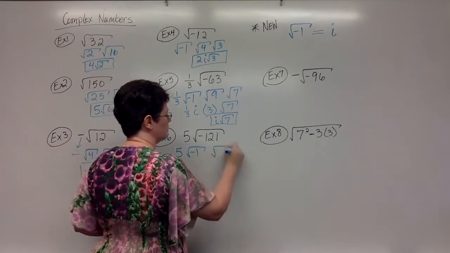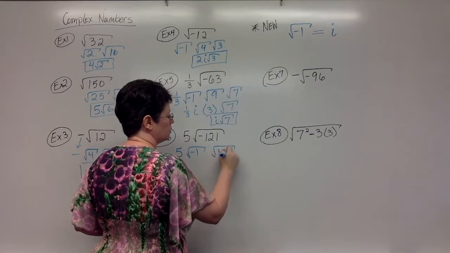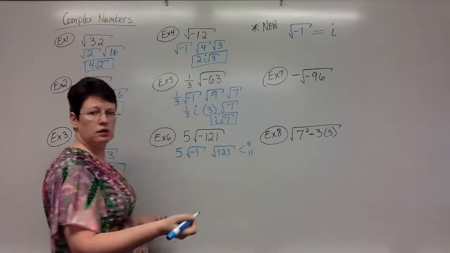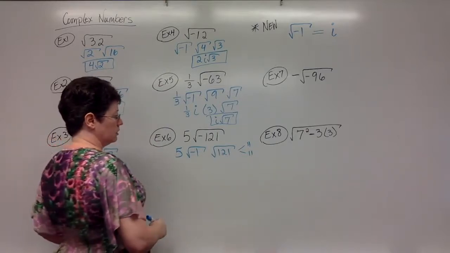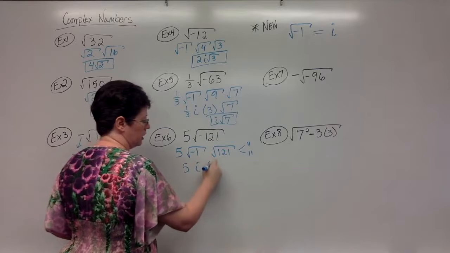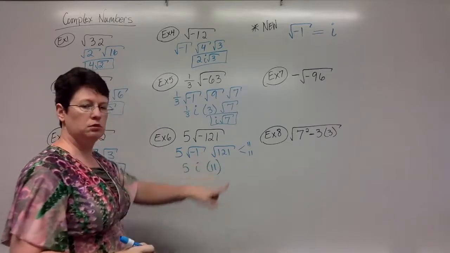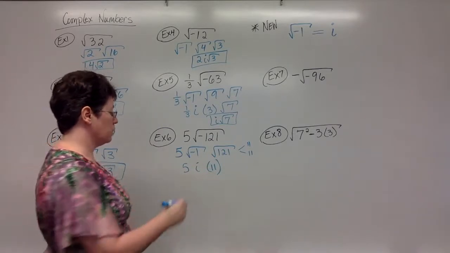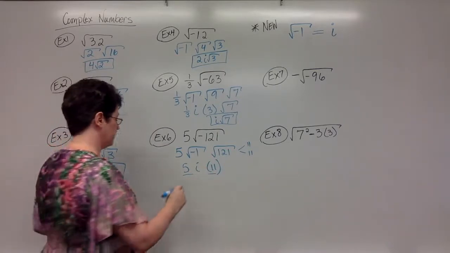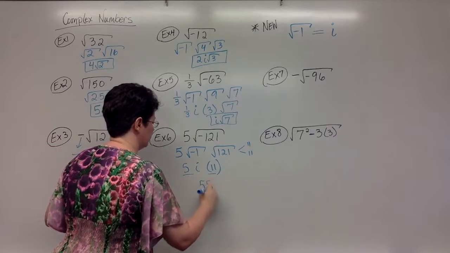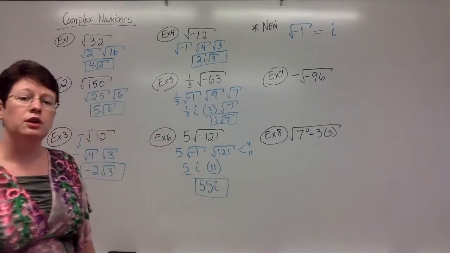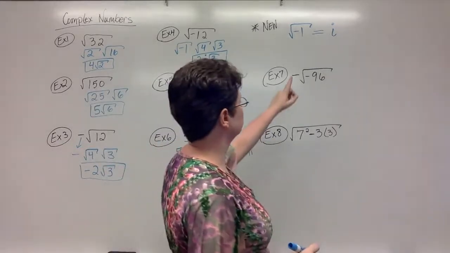So I have the square root. Well, 121 is a perfect square, right? We just said it's 11 and 11. Okay. So this becomes 5. I have an i, and I have 11, because I take the square root of 121. I still have to multiply the 5 and the 11 together. 55. Very good. So 55i. That is my simplified radical for example 6.